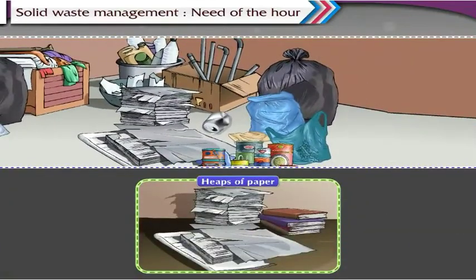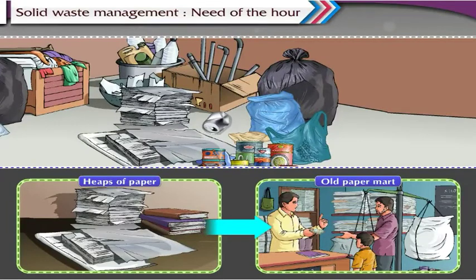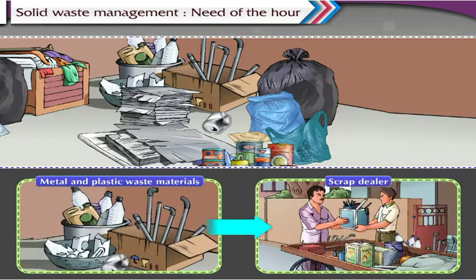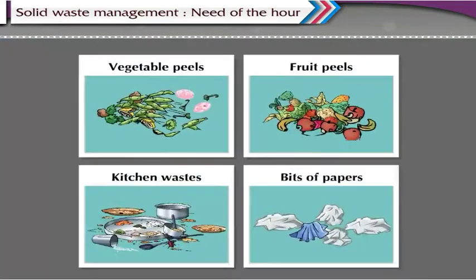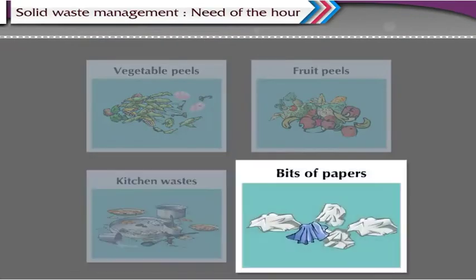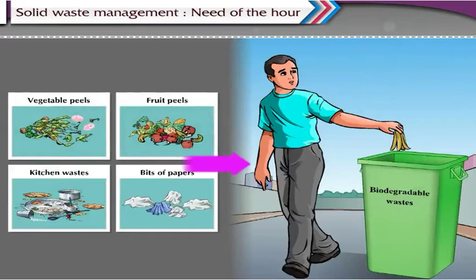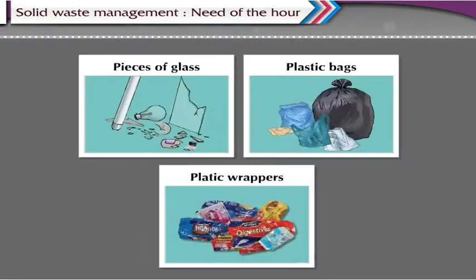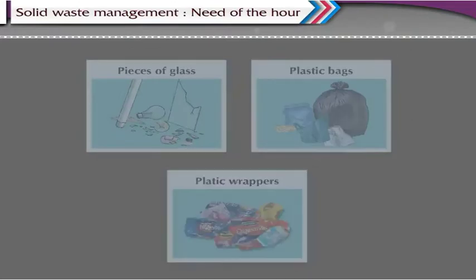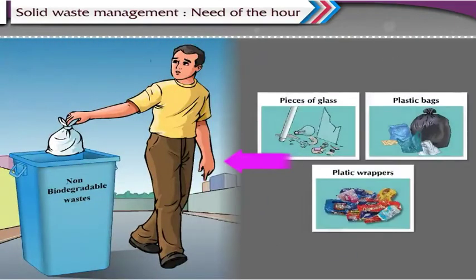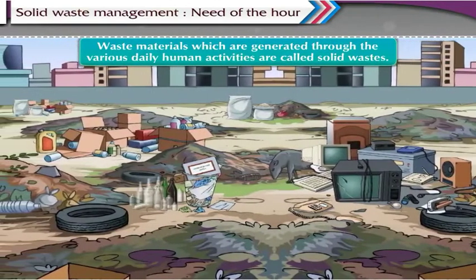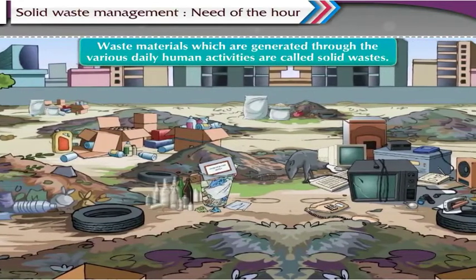The heaps of paper collected can be sold to the old paper mart. Metal and plastic waste materials can be sold to the scrap dealer. Waste materials like vegetable peels, fruit peels, other kitchen wastes, and bits of papers can be dumped in the green-colored dustbin. Waste items like pieces of glass, plastic bags, plastic wrappers, etc. can be thrown in the blue-colored dustbin. Waste materials which are generated through the various daily human activities are called solid wastes.